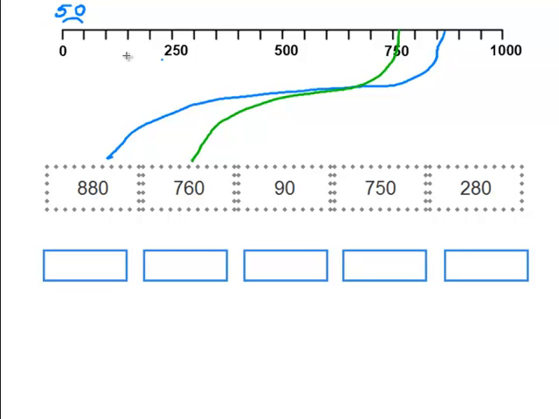Okay, for the 90, so we have 0, 50, 100. So a little bit before the 100 would be the 90 with the orange line. So 750, which is pretty easy, is right there. So we can do that one precisely. And 280, so 250, 300, so a little bit before that. So right about here would be 280 with the purple line.